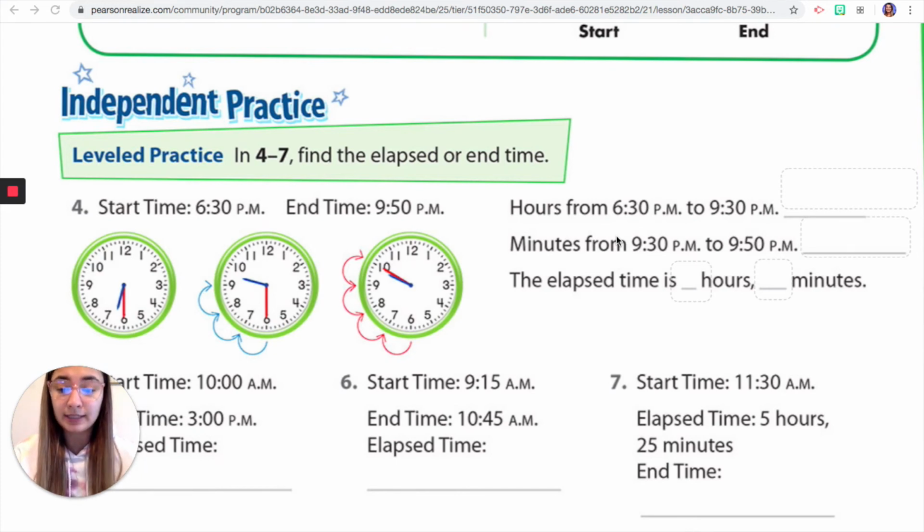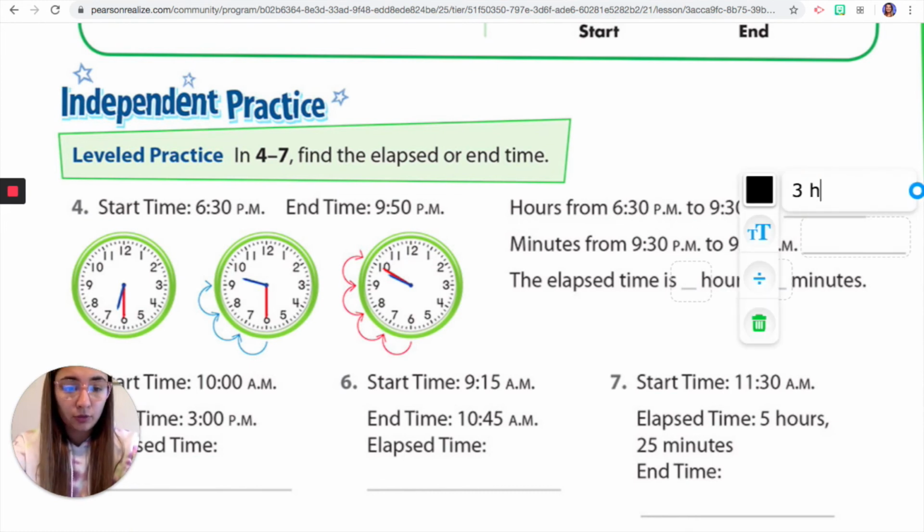So the first step was to find the time. So they did that here. So they wrote 6:30 on this clock right here. The next thing to do is to count the hours. So what they did is they moved the hour hand from the 6 to the 9. And now we are going to count how many it takes to get from 6 to 9. So they did 1, 2, 3. So we know that the hours from 6:30 to 9:30 is 3 hours.